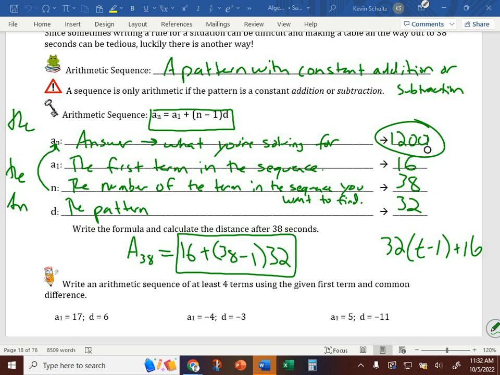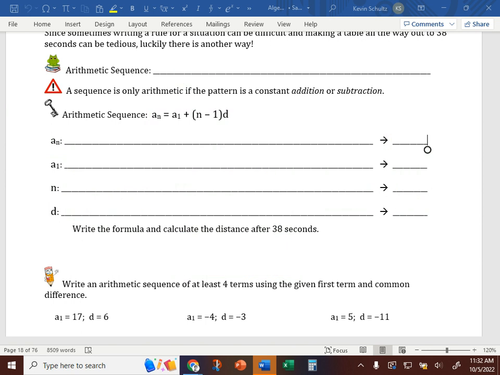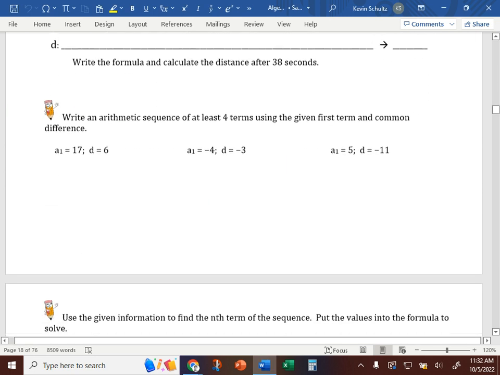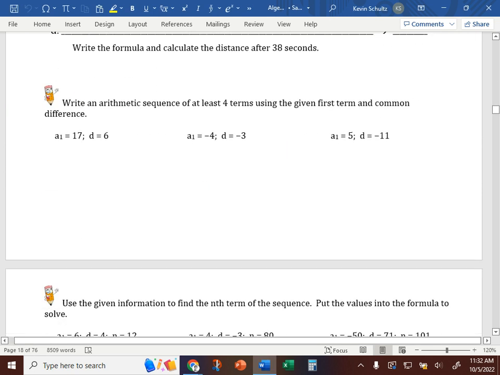Basically, a way to take a pattern and extend it. Okay, take a pattern and extend it. You could use this on your pattern block questions on your math packets if the pattern is constant addition or subtraction. Okay. Let's practice a little bit here. It says, write an arithmetic sequence of at least 4 terms using the given first term and the common difference. So we're kind of building to the full formula here. A1, remember that's your first term. The D variable is that common difference or that constant pattern.